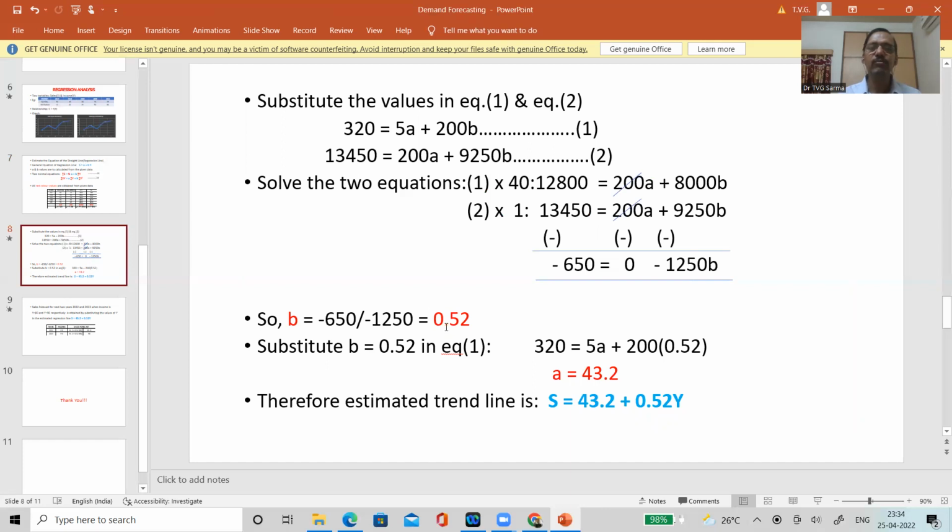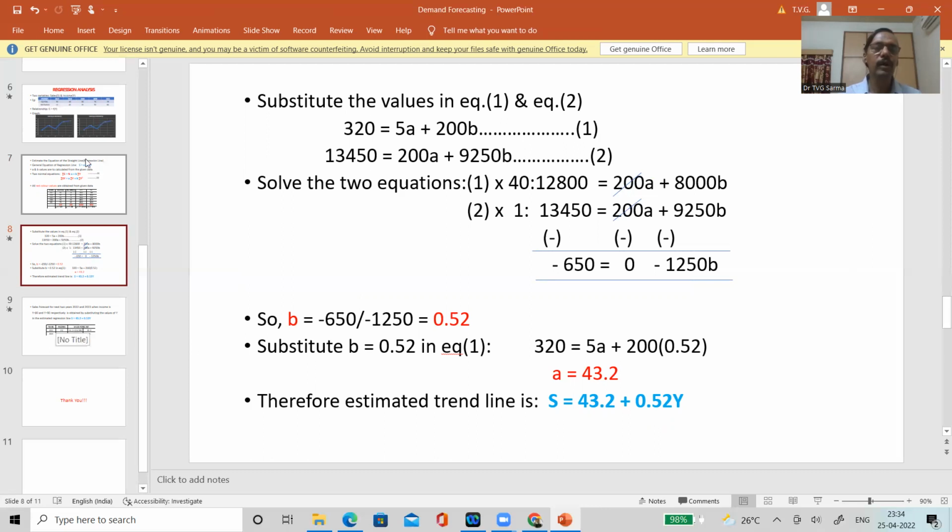Once the value of B is obtained, I can substitute directly in equation 1. When I substitute it in equation 1, it is 320 plus 15A is equal to 200 into 0.52. So I get the value of A. So the A value and B value are obtained. We directly substitute in the equation S is equal to A plus BY. So S is equal to 43.2 plus 0.52Y.